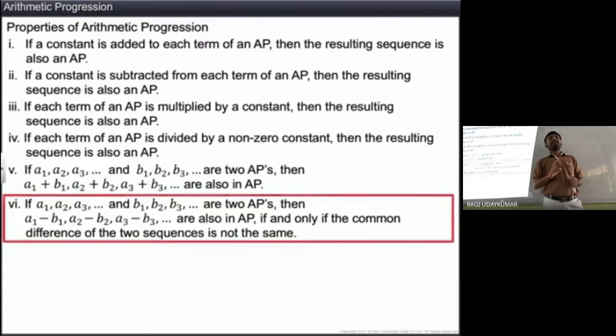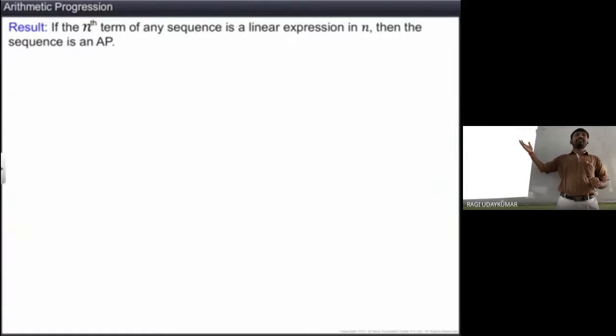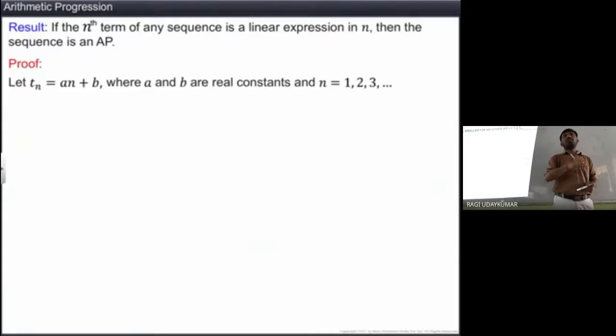Okay, so here we are going to get the result. See here, if the nth term of any sequence is a linear expression in n, then the sequence is an arithmetic progression. That means if an is given to you as a linear expression, like 2n plus 3 or 4n minus 3, then you can say that this is an arithmetic progression. In the first exercise, we have already solved this, and while explaining, I told you that these are all arithmetic progressions as we are writing an as a linear expression.